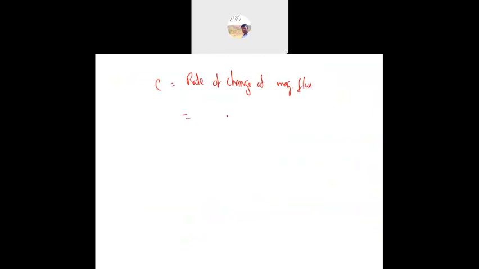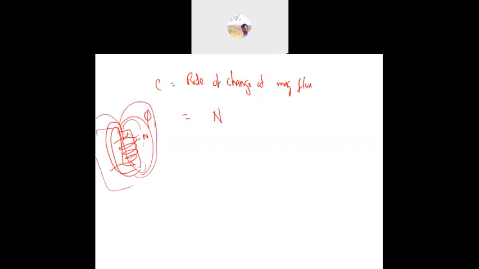Here N is the number of turns. If there is a solenoid conductor with north pole and south pole and N number of turns, the magnetic flux is indicated by phi 1, the initial flux. The induced EMF is then due to the change to some other magnetic flux, indicated by phi 2. So the rate of change of magnetic flux is multiplied by N, the number of turns.